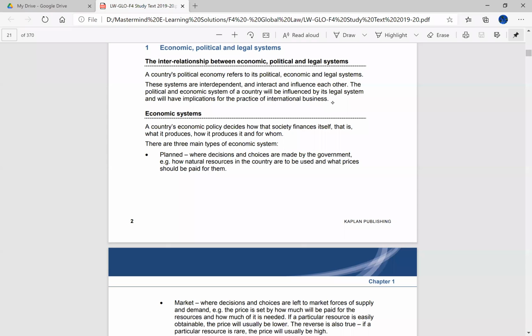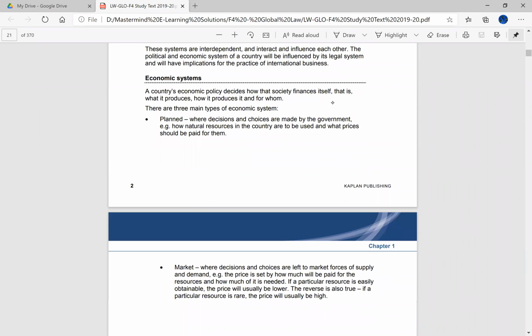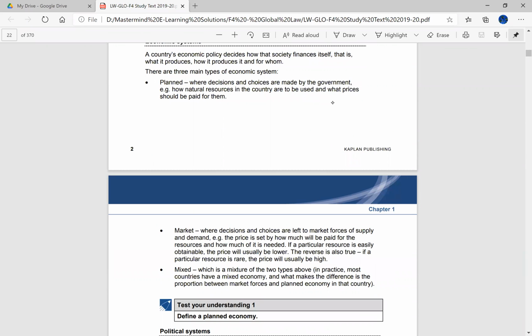Economic systems: there are three types of economic systems in the world. Your economy could be a planned economy, my economy could be a market economy, some other economy could be a mixed economy, and I'll explain what that is. The three main types of economic systems include planned, market, and mixed.